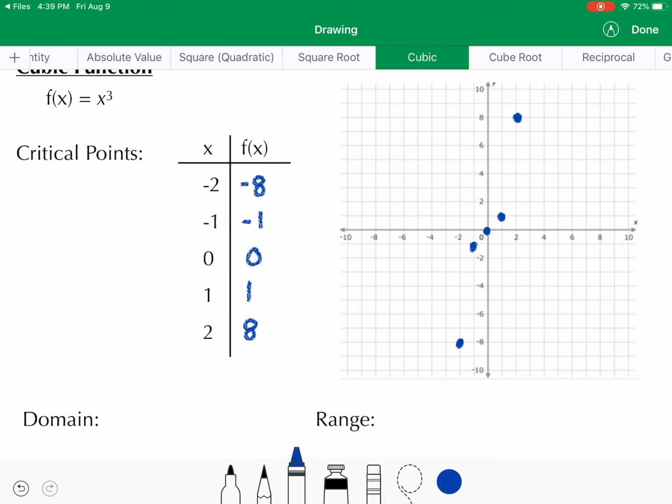Okay, some of you might be tempted to connect these with straight lines, but you actually get a nice smooth curve here. This is what your cubic function will look like. It has a domain of all real numbers, right? All numbers can be cubed. And it has a range of all real numbers.